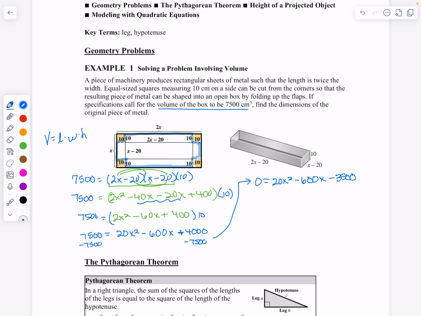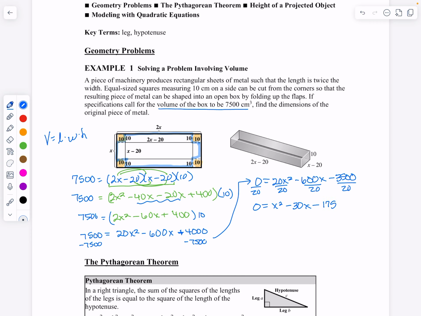Now I could just go ahead and start putting that into my quadratic formula, but those are some pretty big numbers. So let's see if they have anything in common. If you notice, 20 will go into everything. So I could factor it out, or I can divide. Either way, I think I'm going to divide. If I divide by 20, and I divide that side by 20, I still get 0. So now I get x squared minus 30x minus 175.